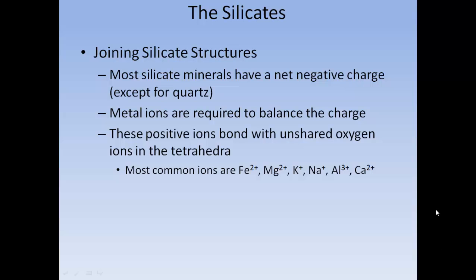So, joining the silicate structures: most silicate minerals have a net negative charge, except for quartz. Metal ions are required to balance that charge, so they have a positive charge. These positive ions bond with the unshared oxygen ions in the tetrahedra. The most common ones are iron 2+, magnesium 2+, potassium, sodium, aluminum 3+, and calcium 2+.